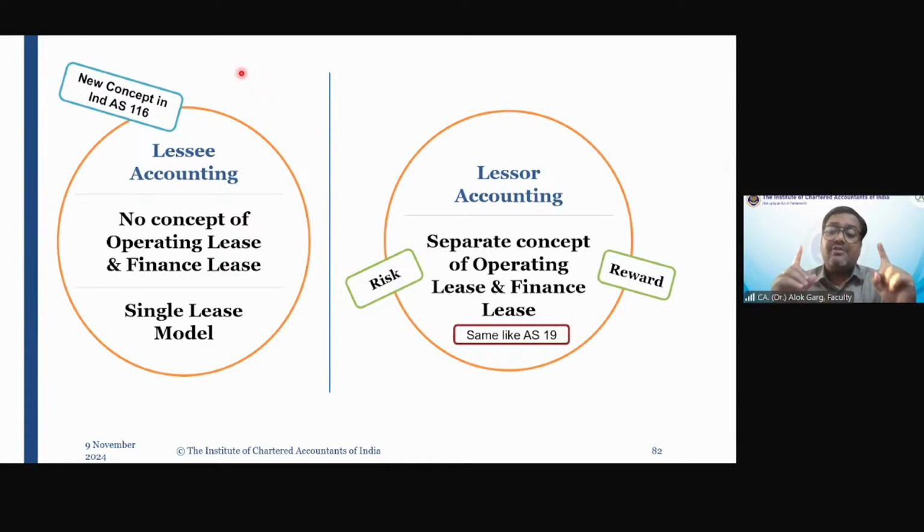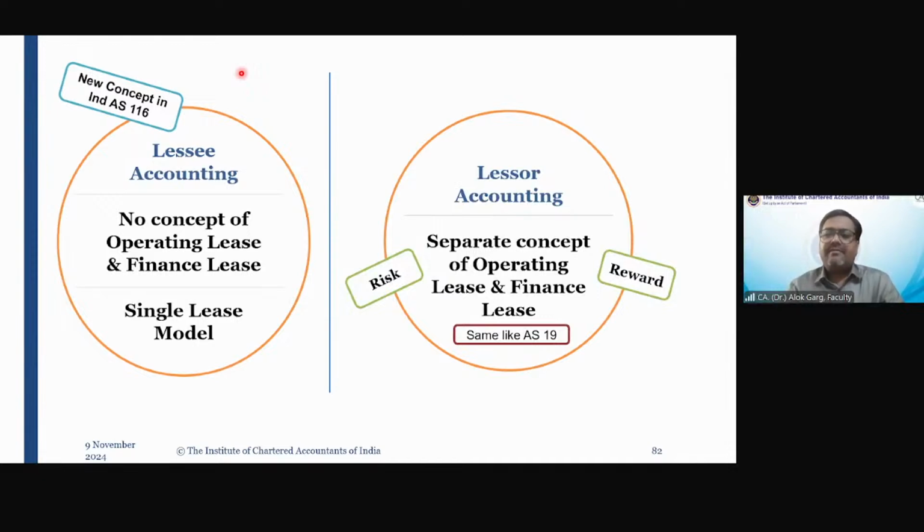So what was the lessee doing in the old standard? If it is an operating lease, the lessee is not capitalizing any asset, not crediting any liability. Simple. Whenever the lessee has to pay the rental, the lessee was debiting rental and crediting bank. Expense to bank. But if it is a finance lease, the lessee was capitalizing the finance lease asset and crediting the finance lease liability.